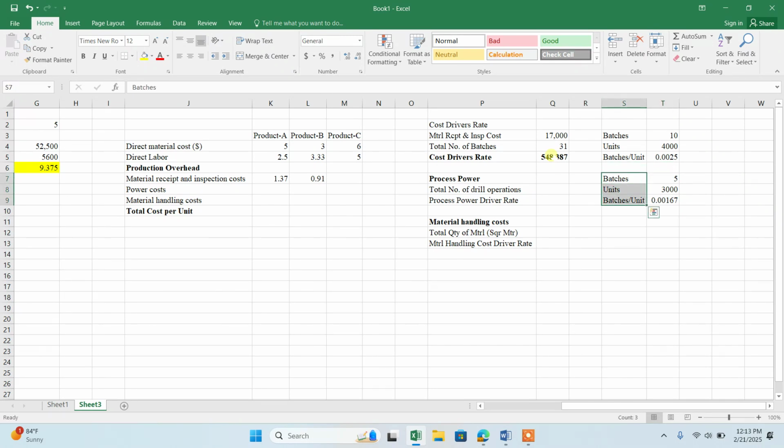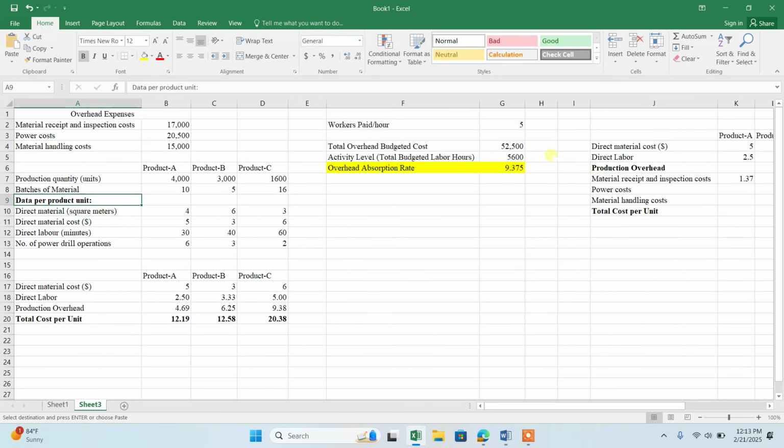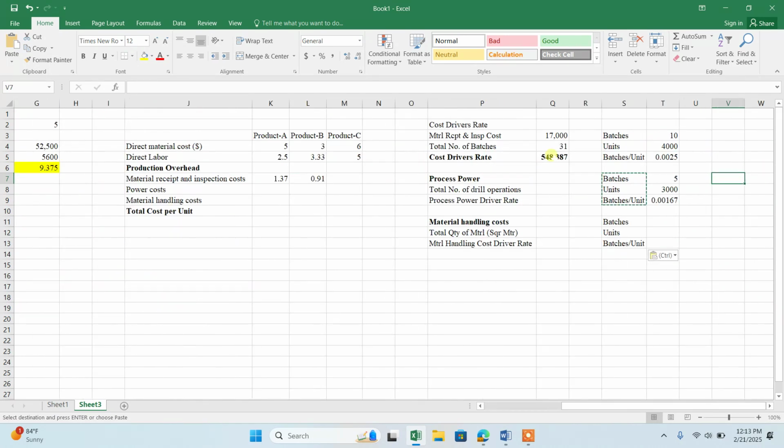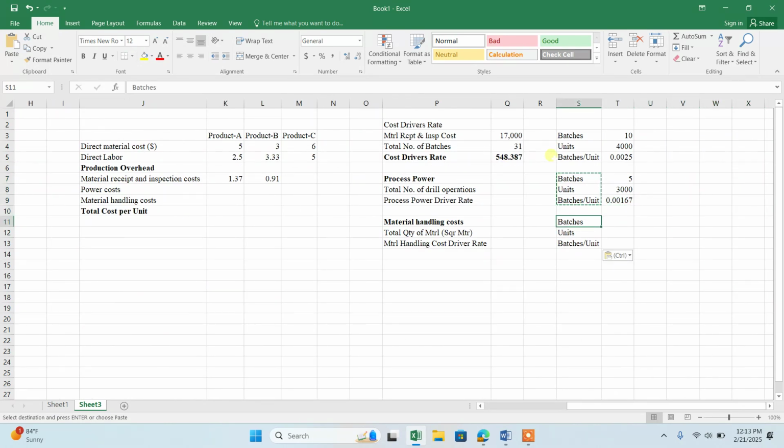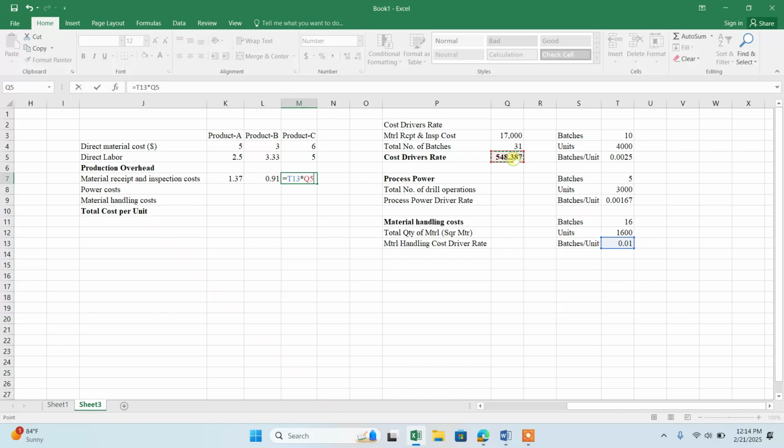Now let's come to product C. How many batches are required? 16 batches are required to produce 1,600 units. I'm interested in one unit. So how do we find it? 16 divided by 1,600. For one unit I need 0.01 batches. One unit of C, and how much does one batch cost me? 548.